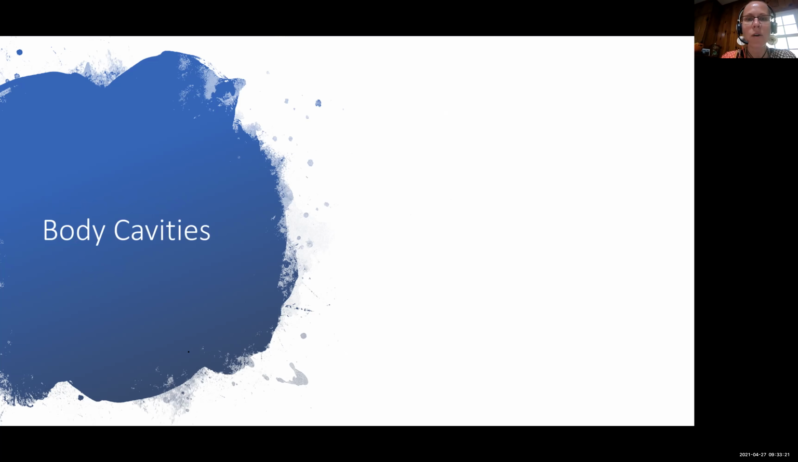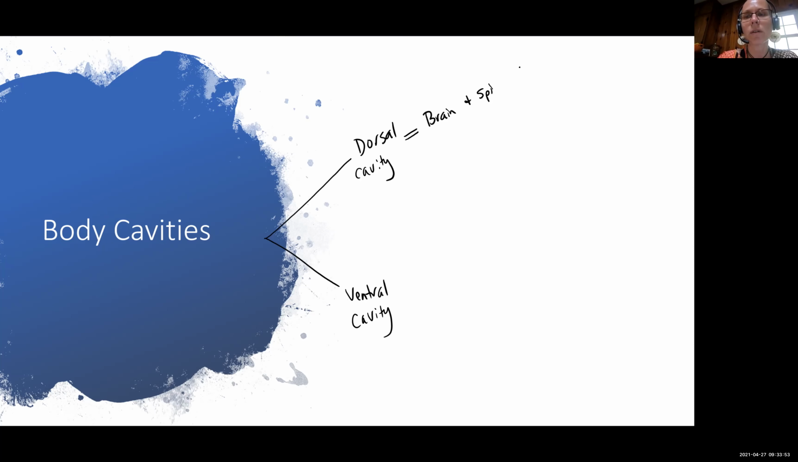Next, we can talk about body cavities. With body cavities, we have two major ones. We have what we call the dorsal cavity, and then we have what's called the ventral cavity. Remember, dorsal means back, so the dorsal cavity is at the back. So this is actually going to contain your brain and your spinal cord.